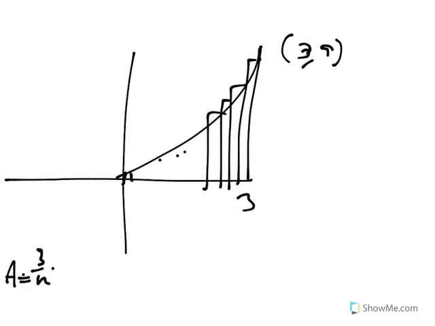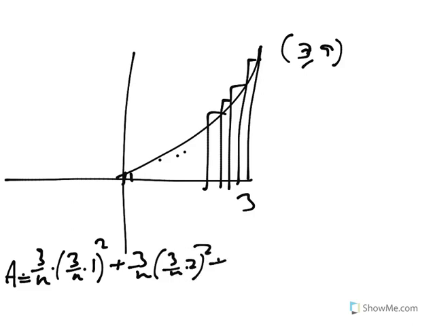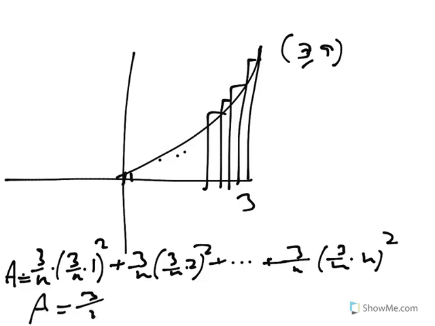But the heights of the rectangles are going to be 3 over n times 1 squared. The width is 3 over n of the second one. The height is 3 over n times 2 squared. And that's going to go all the way up to 3 over n times 3 over n times n squared, which is going to become eventually 3 over n cubed times 1 squared plus 2 squared all the way up to n squared.